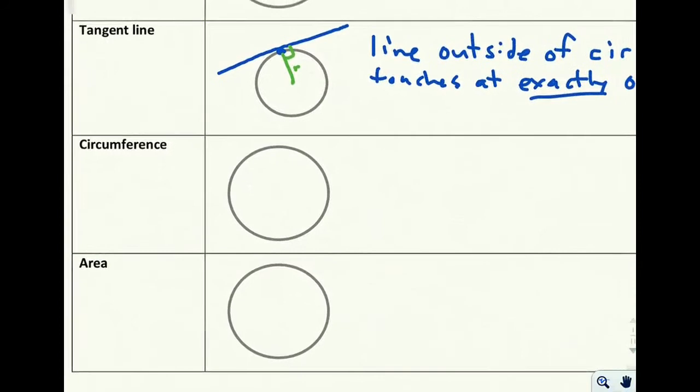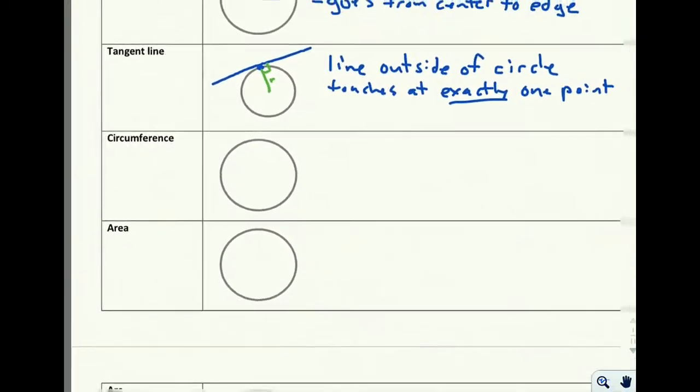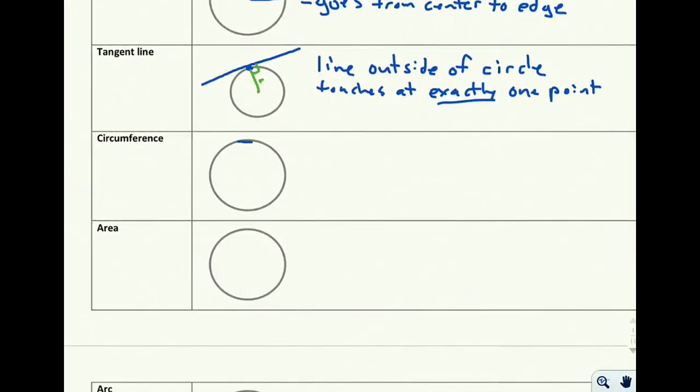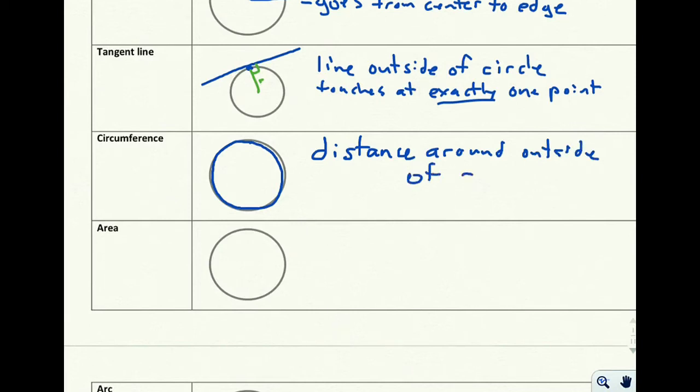Next one is the circumference. The circumference is the distance all the way around the circle. So it is a distance around the outside of the circle. And that is usually abbreviated with a C. So in a formula you'll see C listed as the circumference.